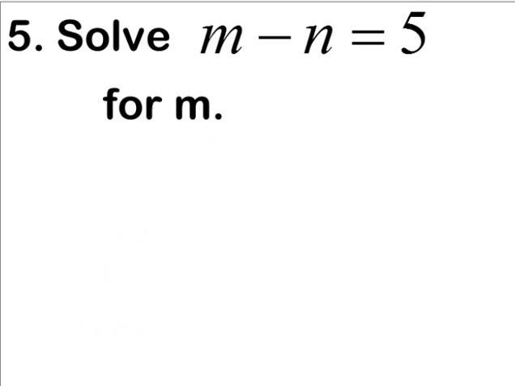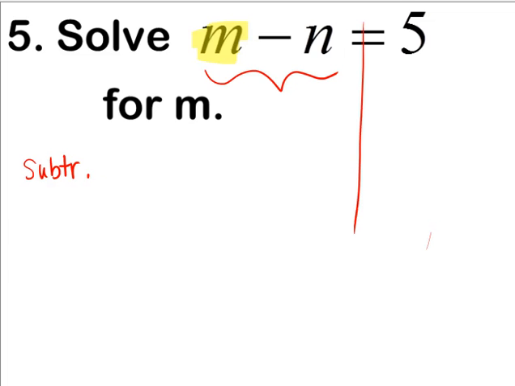The next example is a pretty simple example, but I will go ahead and go through it. It says to solve for m. I will highlight my m. On the left-hand side is where I'm looking to get m by itself. There is only one operation. That operation is subtraction. The way I undo a subtraction is by adding to both sides.